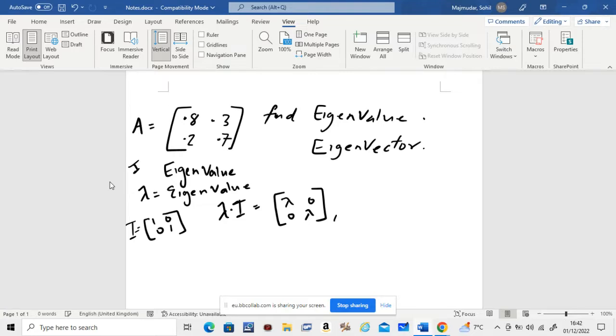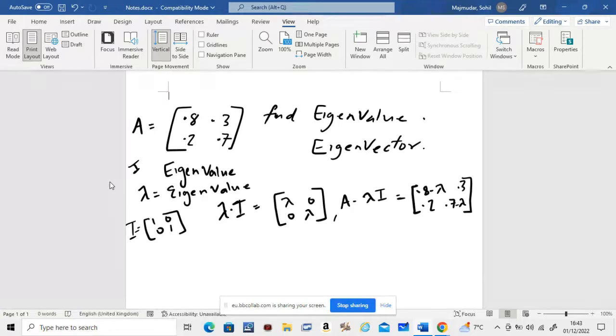So then we find A minus lambda I. So we take this matrix and subtract it from this matrix. So each element gets subtracted individually. So we get 0.8 minus lambda, 0.3 minus 0, which is 0.3. Then 0.2 minus 0 is 0.2. And 0.7 minus lambda. So first we find lambda I, then A minus lambda I.